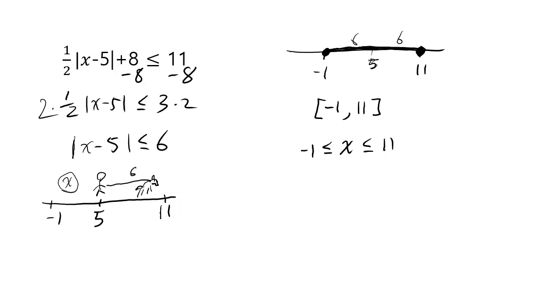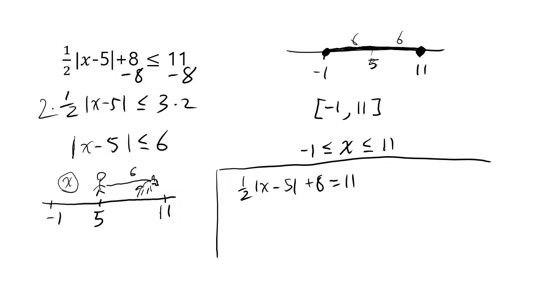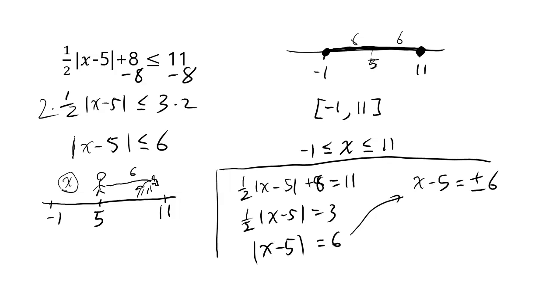Now this is much faster than trying to use the equation. So if I were to quickly explain how you would do it by solving the equation instead, you would just write down the equation first, solve it. Subtracting 8 gives you 3, multiply by 2, so x minus 5 would be equal to 6. And whenever you have an absolute value equal to a number, you say x minus 5 is plus or minus 6. Add 5, so it's either 5 plus 6 or 5 minus 6, so you have 11 and -1.